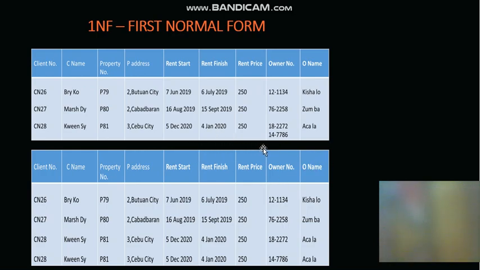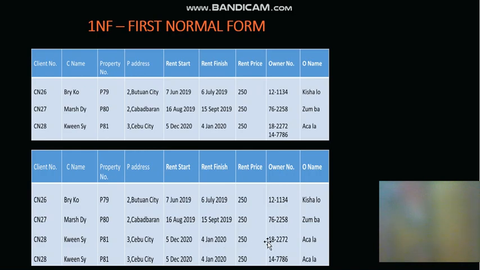So now we have two owner numbers, 182272 and 147786. So I will put them here in this area. So we have here 182272 and 147772. This is the client number 28 and client 28. So that is how you convert this to first normal form.